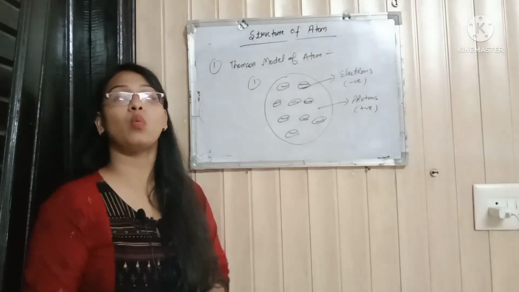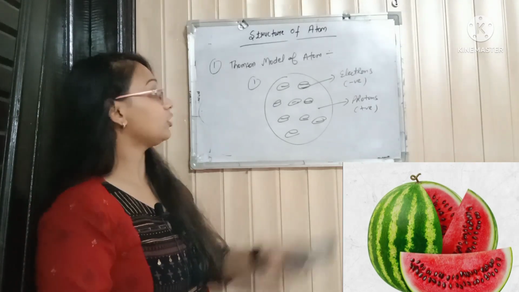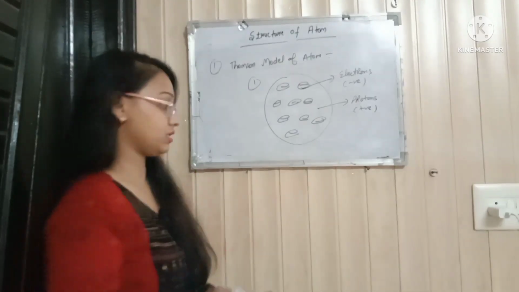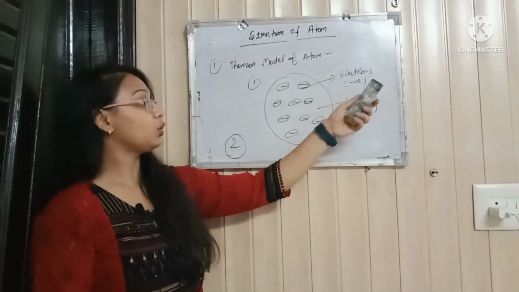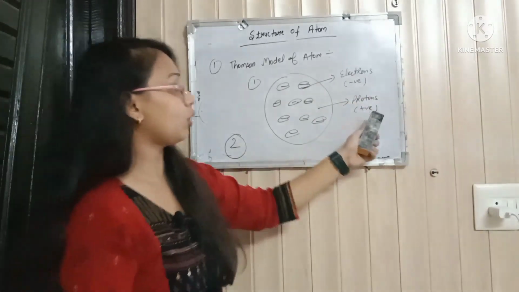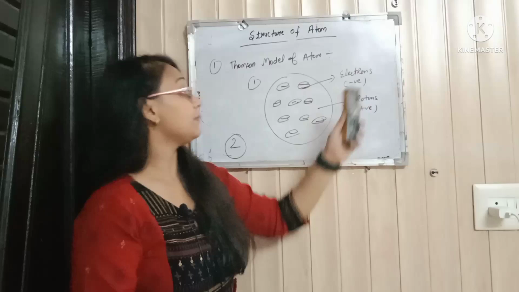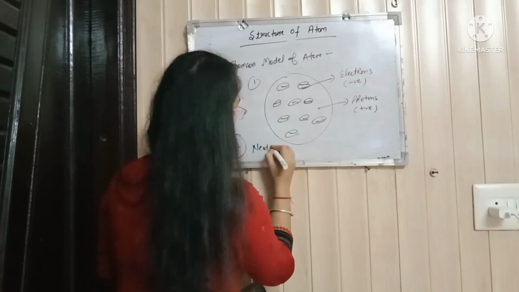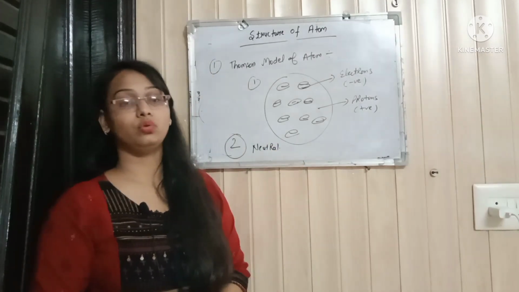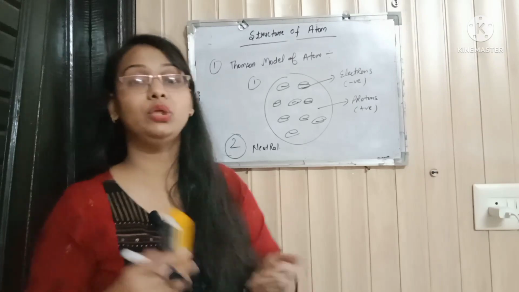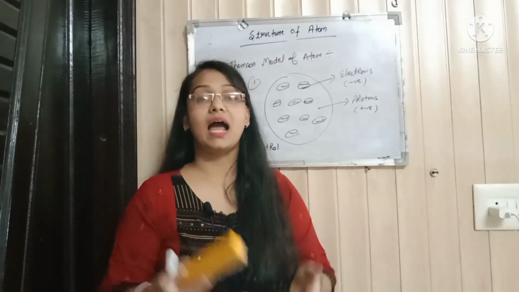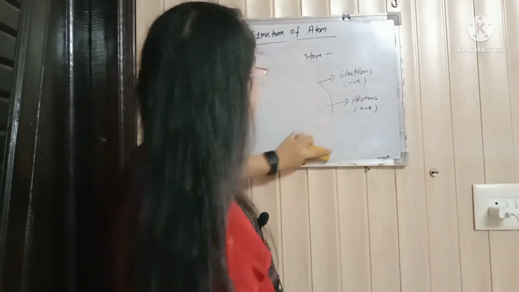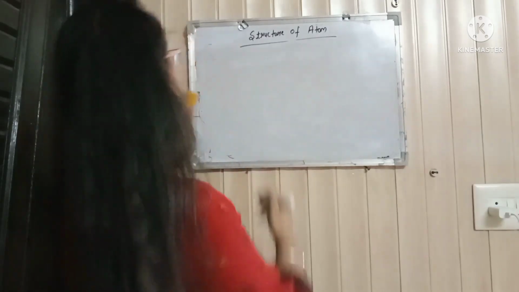This also resembles a watermelon, where the black seeds of the watermelon represent electrons and the red part which we eat represents protons. The second postulate was that the total negative charge is equal to the total positive charge in magnitude. Means the number of electrons and protons are equal, so the atom is electrically neutral. But later on, scientists discovered new subatomic particles like neutrons, which led to the failure of Thomson's model.